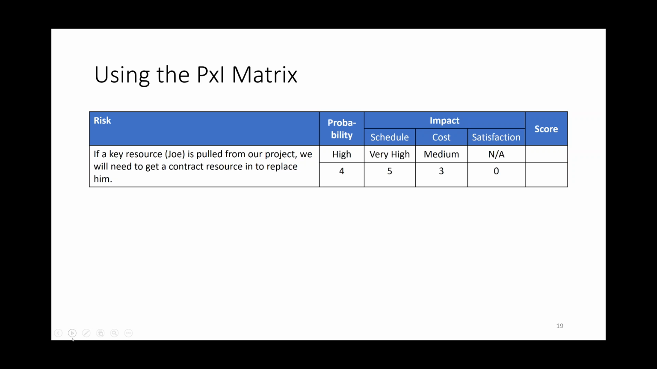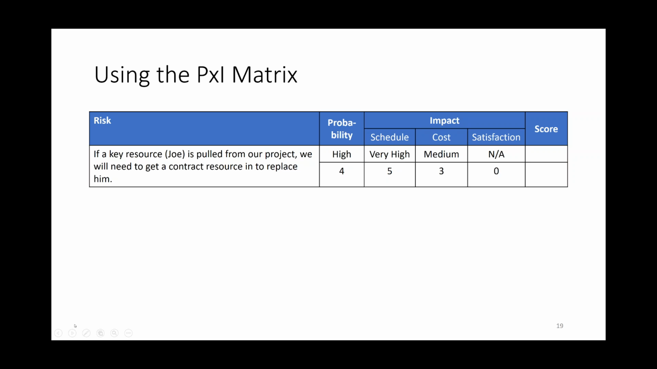So we say, losing Joe from our project, he's trained, he knows everything. We'd have to stop, contract someone, find someone, bring them in and train them, so it would have a very high impact on our schedule. And like I said, cost, we're going to be spending money to replace Joe. Satisfaction, it wouldn't hit that.